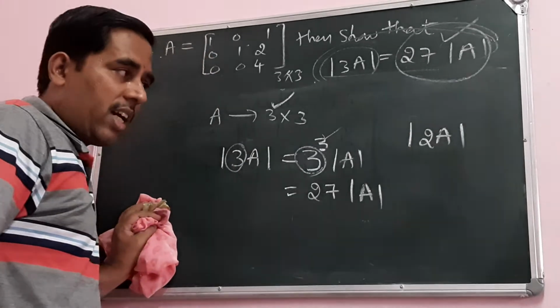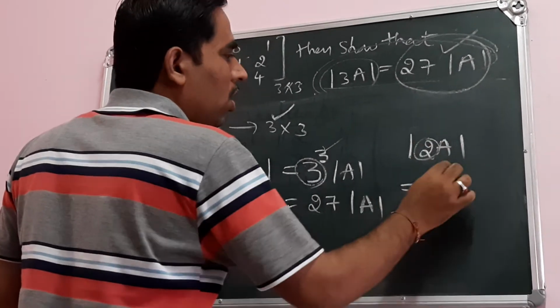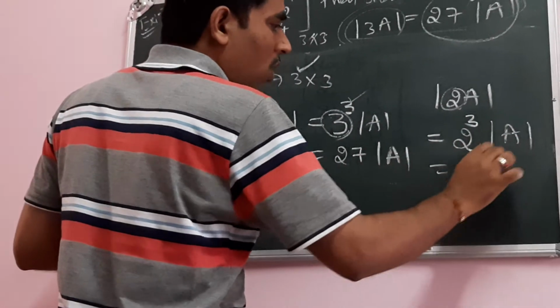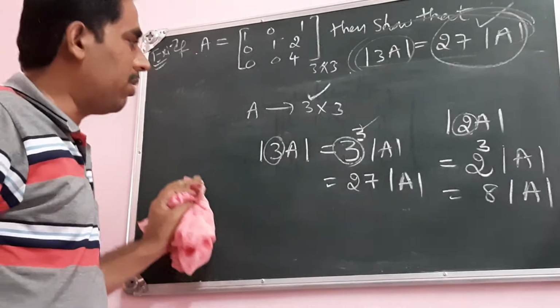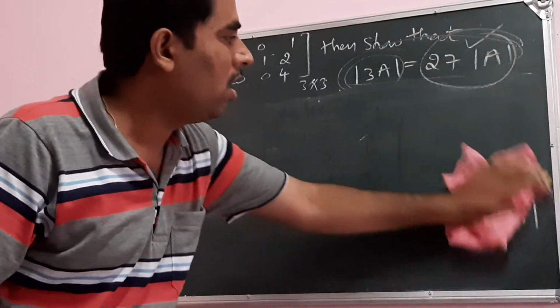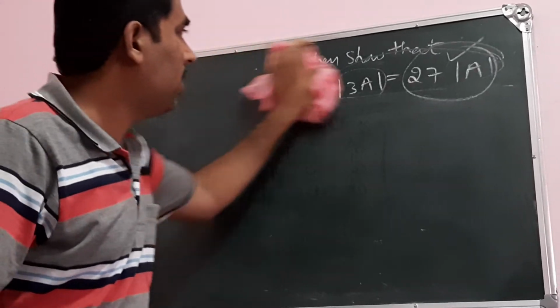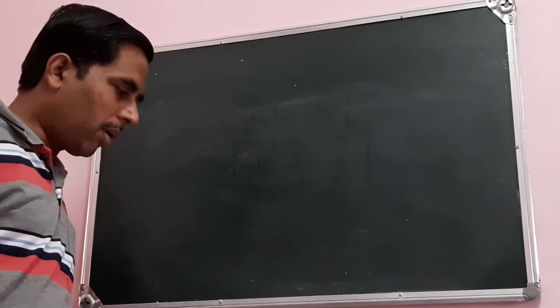If this had asked for the determinant of 2A, then what would my answer be? The scalar is 2 and the order is 3, so you will get 8 into the determinant of A. So this is a general property concerned with this problem. We have worked out the solution here, so you can practice this. Let us consider another problem.